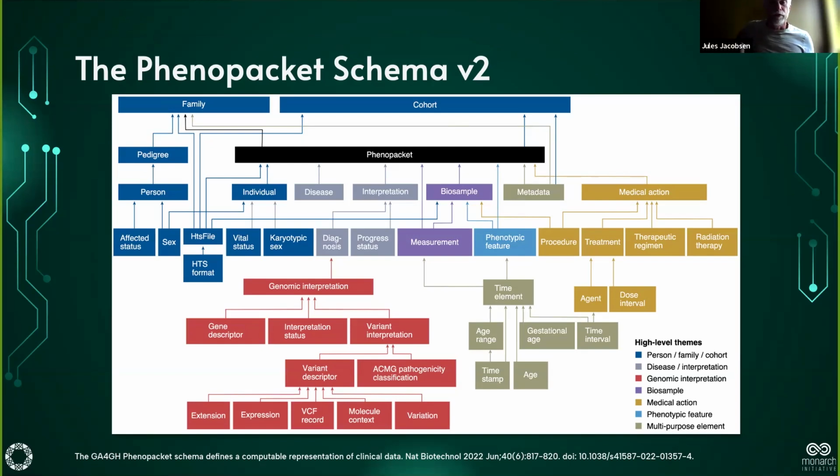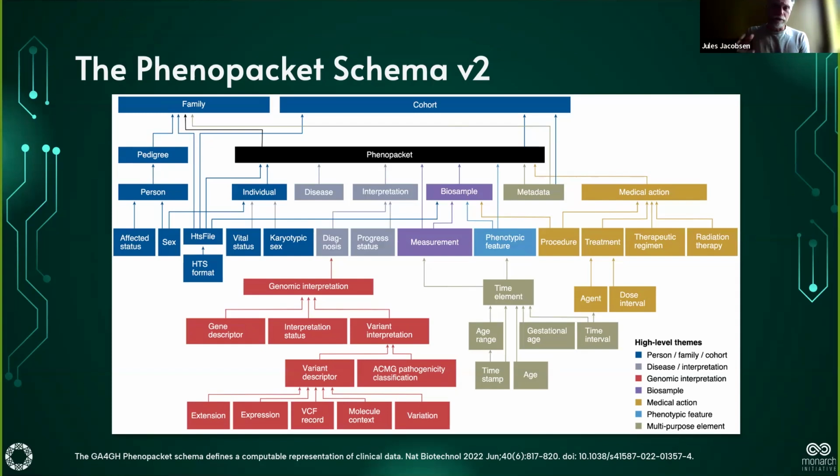So from that, if you look at going down, you have an individual, which is part of the Phenopacket, so it's really what the Phenopacket is to do with diseases, interpretations, biosamples, metadata, medical actions. And then if you look at those, you have more information that you can actually add into these things, such as measurements on biosamples, phenotypic features on biosamples, procedures to do with medical actions and treatments.